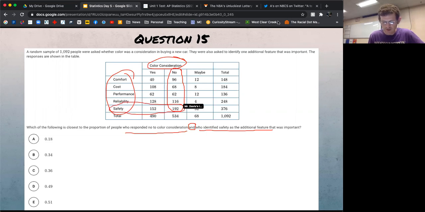One was that they responded no to color consideration, and they identified safety as an important feature. So there's 192 of those. And that's going to be true no matter how we interpret this problem. So we got 192. Since we're looking for an intersection of those two characteristics, what's the proportion of those people out of what? I interpret this as out of the total. So it would be 192 out of 1,092, which I believe would give us A as the answer.